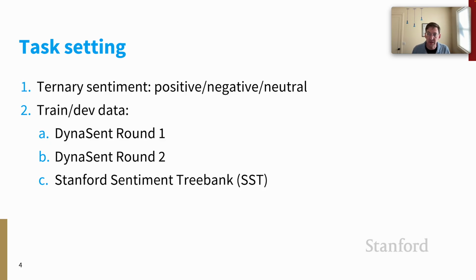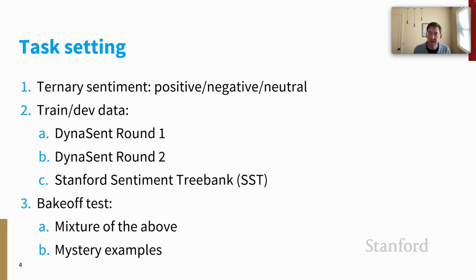All of this is oriented around entering our Bakeoff. And for the Bakeoff test set, you're going to have examples drawn from the test sets from those above resources, as well as a set of mystery examples whose origins are unknown to you. And the idea here is that we're going to pose a hard sentiment task to give you a real sense for how your system generalizes even to examples that are unlike the ones that you could anticipate when you were doing training and other kinds of development.